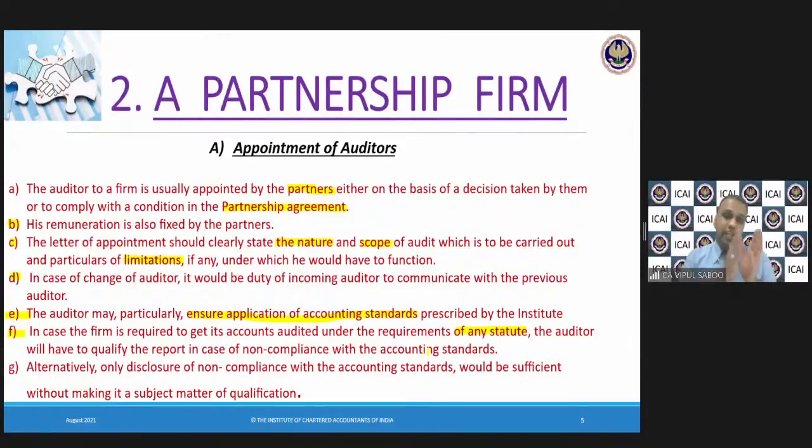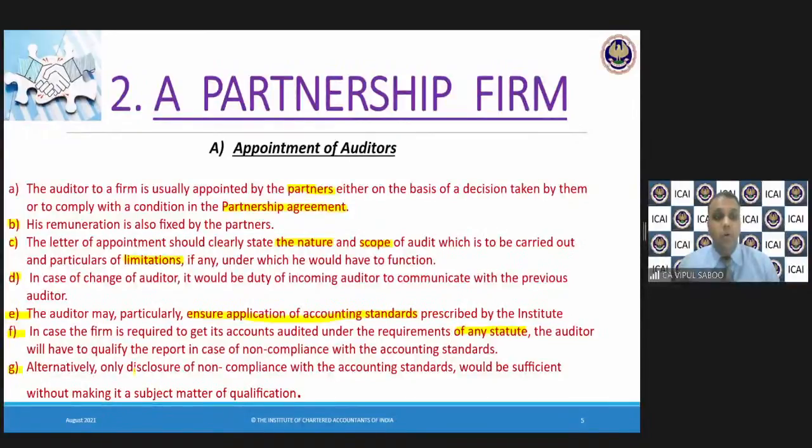So if you are able to follow the accounting standards under that particular law, carrying out the audit under that particular law, and you are able to follow the accounting standards issued by ICAI, it is completely fine. If it is in contradiction, then you have to give a qualification in your report that as a chartered accountant, it was not possible for me to check the compliance, or there is non-compliance with those accounting standards owing to the limitations under this particular law.